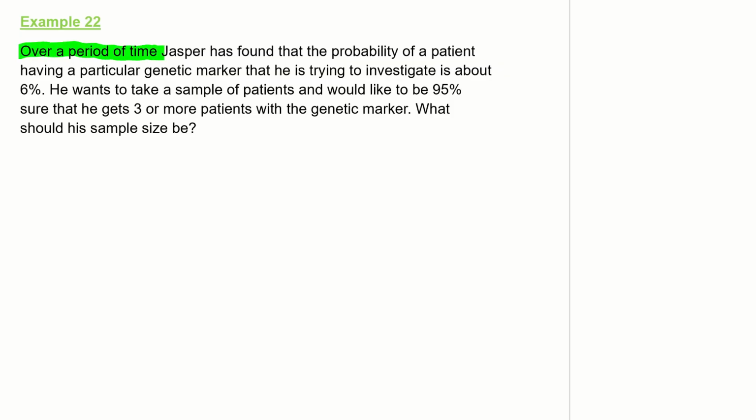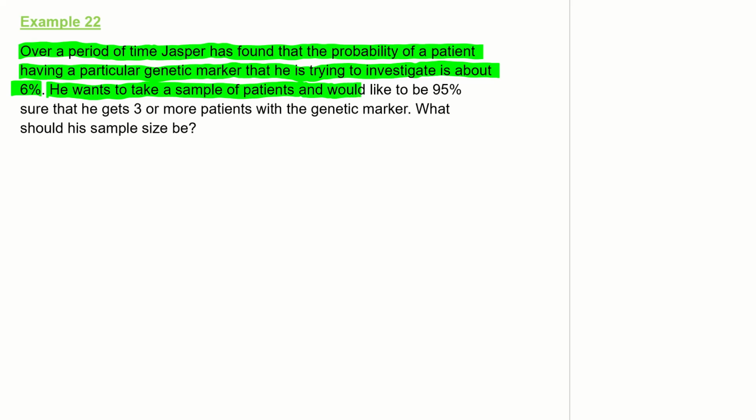Over a period of time, Jasper has found that the probability of a patient having a particular genetic marker that he is trying to investigate is about 6%. He wants to take a sample of patients and would like to be 95% sure that he gets 3 or more patients with the genetic marker. What should his sample size be?